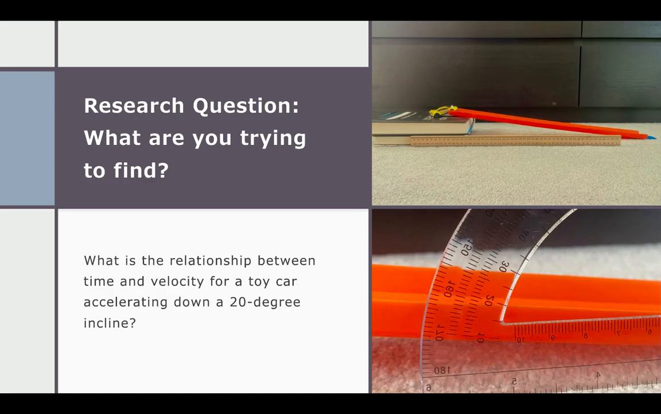My research question, or what I was trying to find for this experiment, was: what is the relationship between time and velocity for a toy car rolling down a 20-degree incline? Basically, I wanted to see how the car's speed changed as it moved down the ramp.